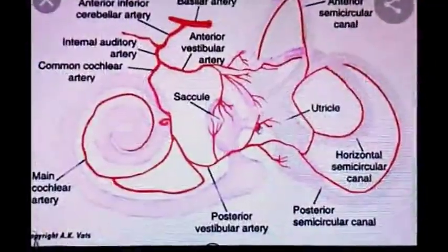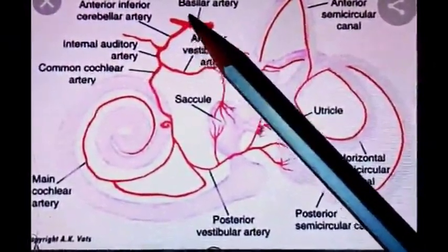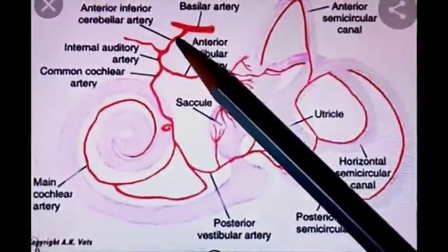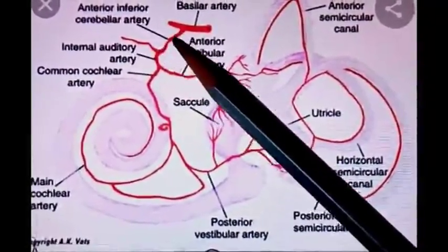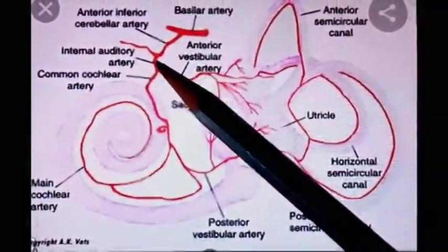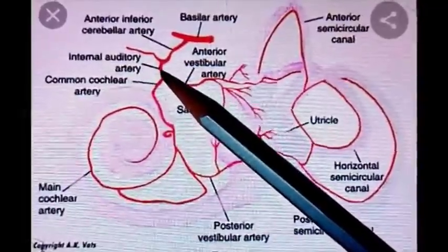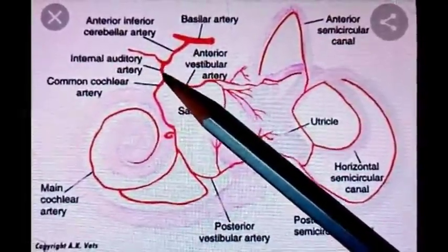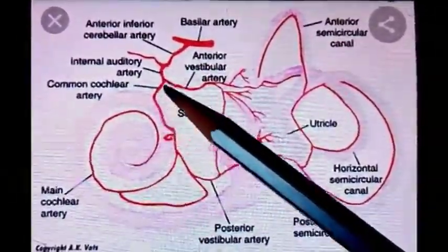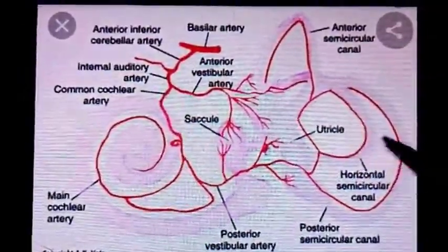Blood supply of internal ear. Internal ear is supplied by a branch of the basilar artery that is known as anterior inferior cerebellar artery. Anterior inferior cerebellar artery gives one branch known as internal auditory artery or the labyrinthine artery. So this labyrinthine artery further subdivides into various branches for the supply of these 3 different parts of internal ear.